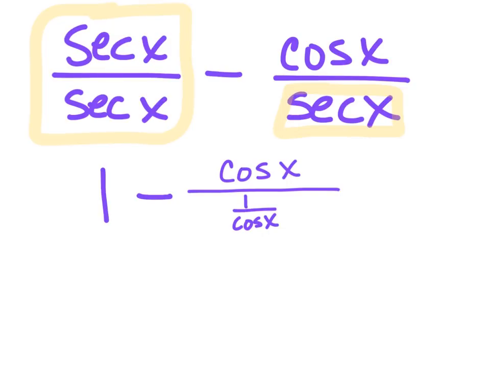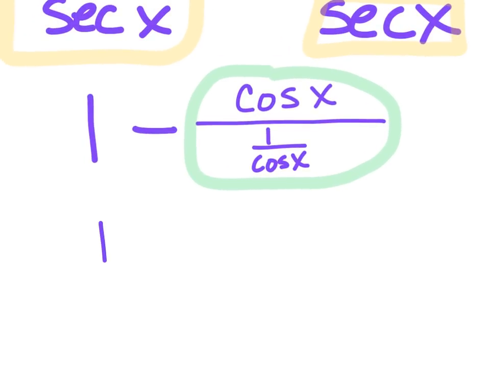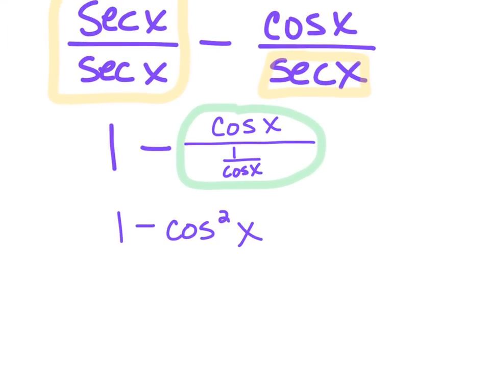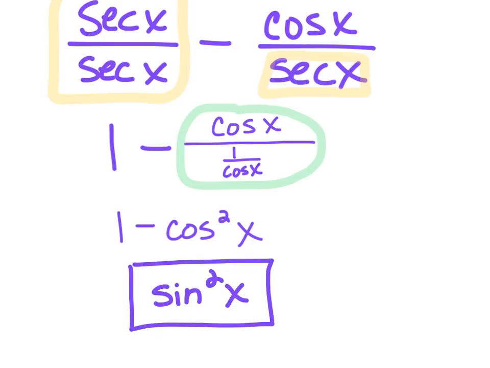Now, this cosine of x over 1 over cosine of x, if you multiply by the reciprocal, you end up with cosine over cosine. And so you end up with 1 minus cosine squared of x. And 1 minus cosine squared of x is sine squared of x. If you followed all of that, then go ahead and fast forward a tiny bit to the next problem.